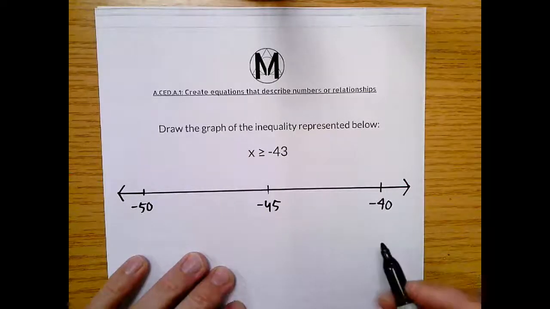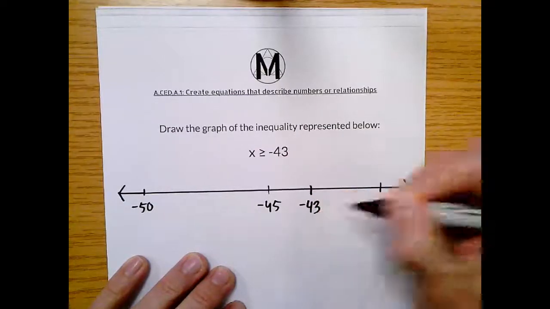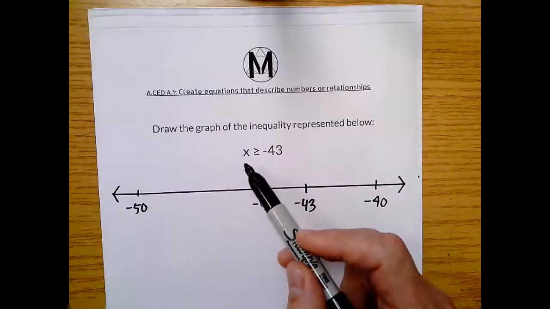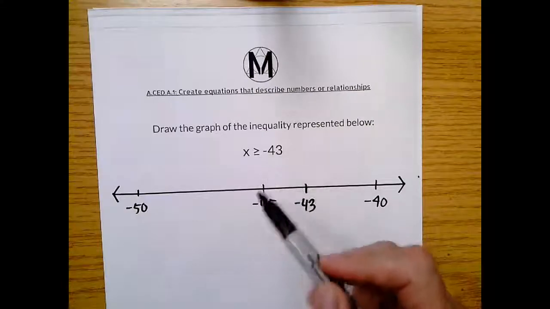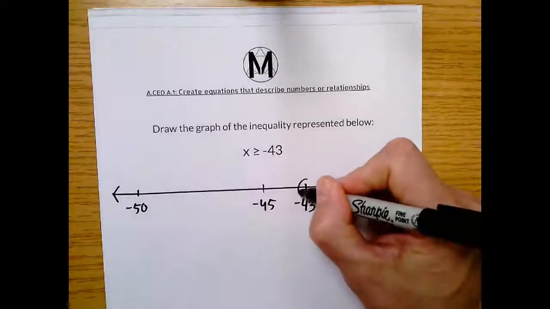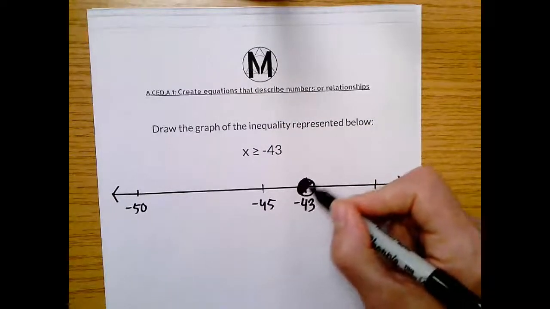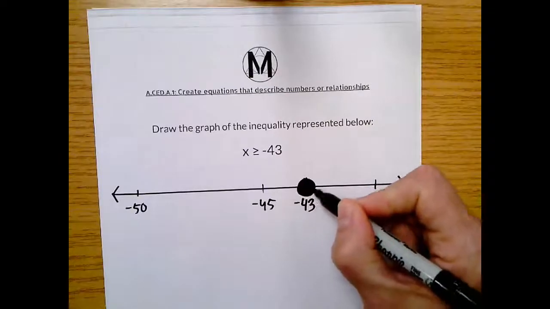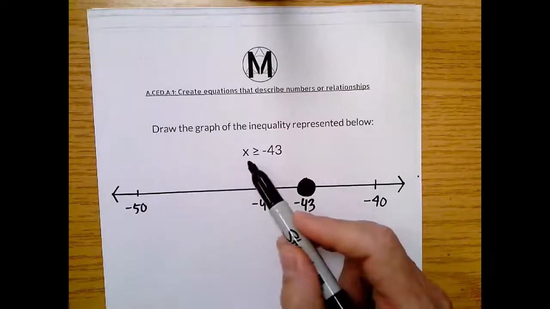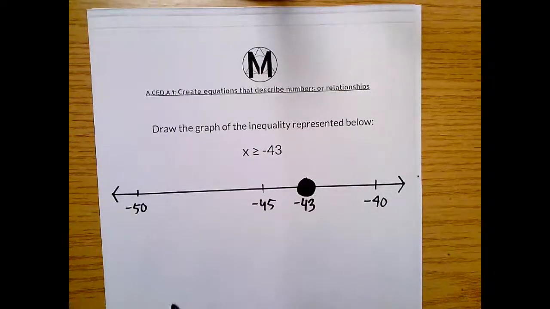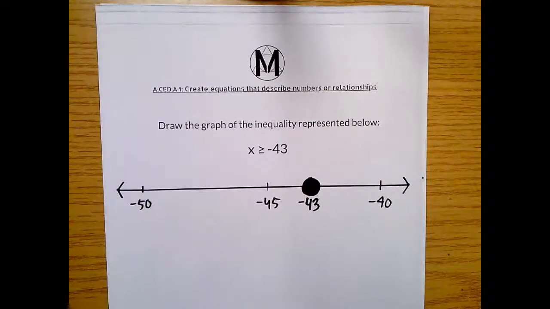So first things first, let's mark off negative 43, so it'd be about here. And now let's look at what this symbol means. It says this x value that we're going to show has to be bigger than or the same as negative 43. So step one, we draw our circle, and we color that in. We color that in because that shows that it can be equal to negative 43. Because again, this reads x is greater than or equal to negative 43. And now we just need to show every x value that is bigger than negative 43.